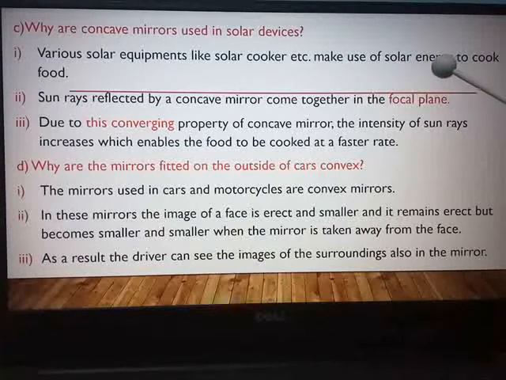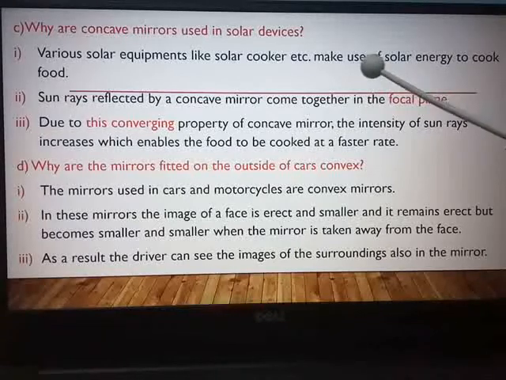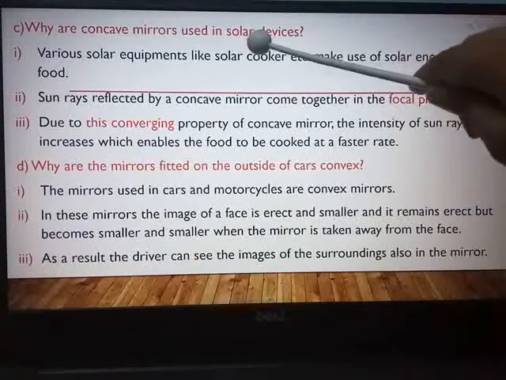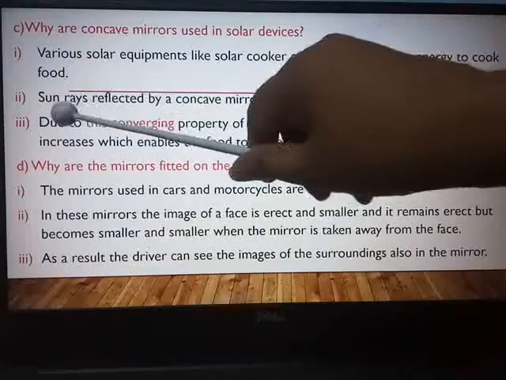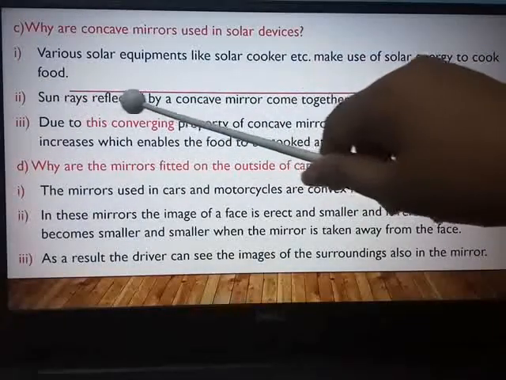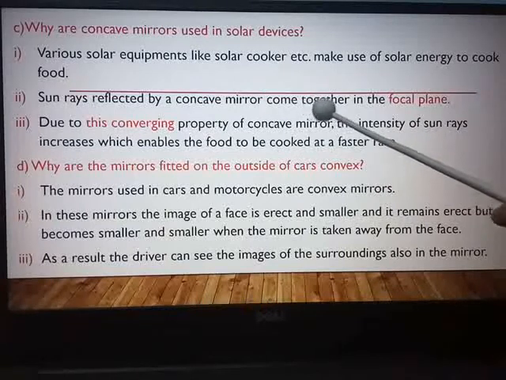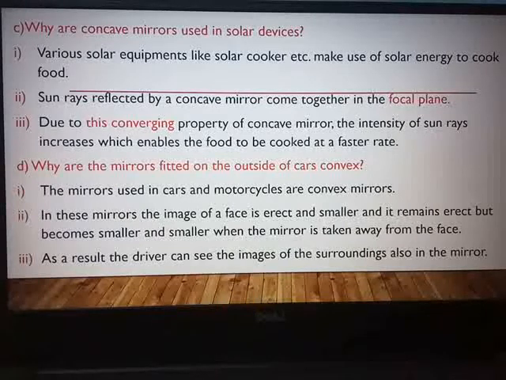They make use of solar energy, that is the energy which is trapped from the sun. So they make use of solar energy to cook food. So this should be your first point, that why concave mirrors are used in solar devices. So how solar devices work, on what principle the solar devices work, that should be your first point. Second point, sun rays. Now here solar energy means sun rays reflected by a concave mirror come together in the focal plane.